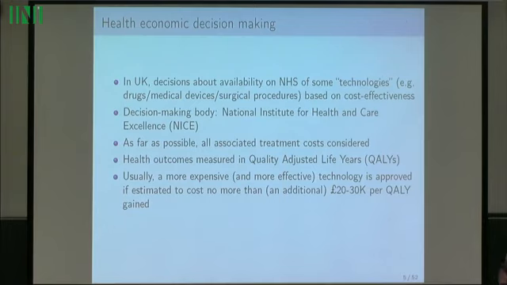And then generally the way it works is if you've got a current treatment and you're proposing to use a more expensive but more effective one, broadly that treatment has to cost no more than an extra £20,000 to £30,000 for every extra QALY that it will give you. Okay, so that's a rough threshold on how much we think we can afford to pay for a more effective treatment.